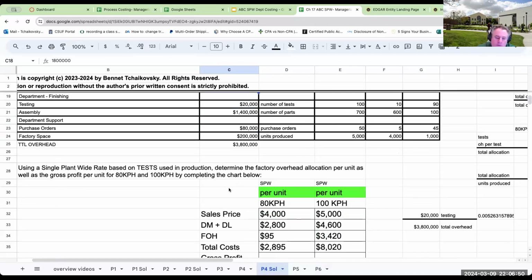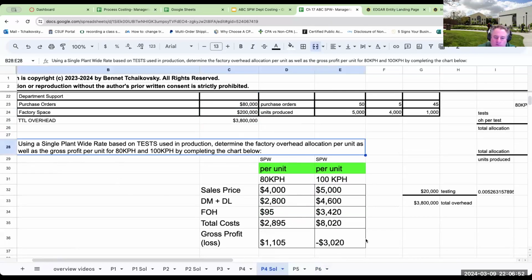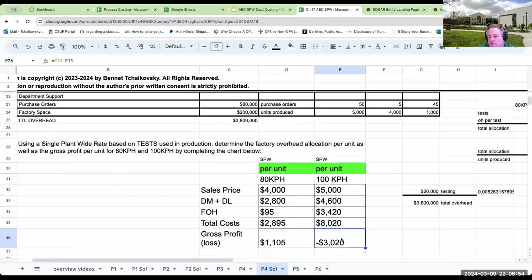So when we go through and look at this over here, we've computed the single plant-wide rate. Now, our job as managerial accountants is that we would be going to our supervisors and saying, hey, if we choose to go down this route using this methodology, this is basically what's going to happen.